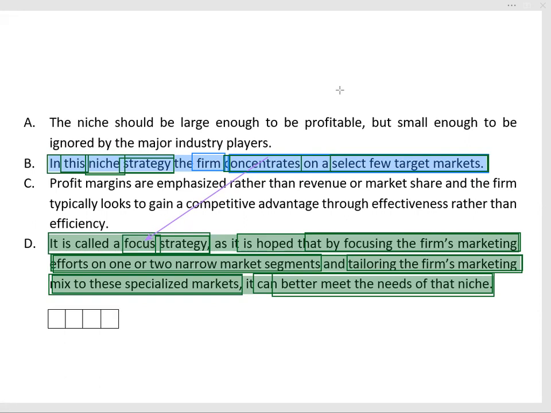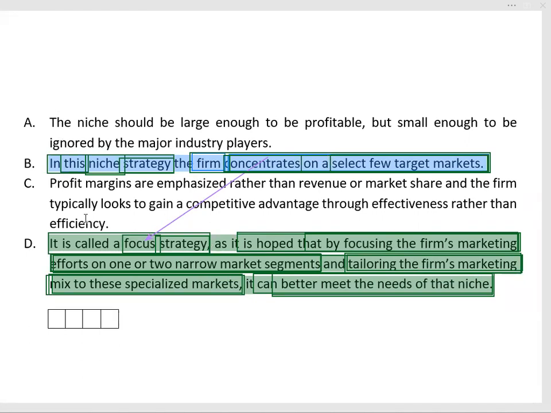We can also see that B and D form a pair by the general to specific rule. Here we have something very general. Just the selection of a few target markets is mentioned. And here we see that marketing is mentioned, the focus on a few narrow segments is mentioned, tailoring the firm's marketing mix, the marketing system altogether is mentioned. It is to cater to these specialized markets. And the end requirement is also mentioned. So even by the general to specific rule, we have B coming first and D coming later.